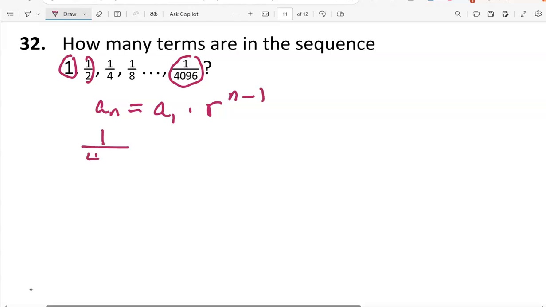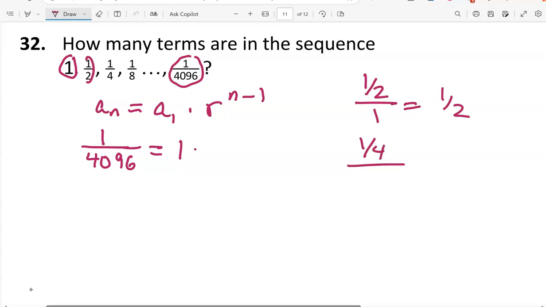So a sub n, the nth term, is 1/4,096. And the first term is 1, and r is... we didn't find r yet, right? r is the ratio of terms, and the ratio of the second term divided by the first term is a half. The ratio of the third term divided by the second term is also a half. A quarter divided by 1/2 is also a half. So our common ratio is 1/2.